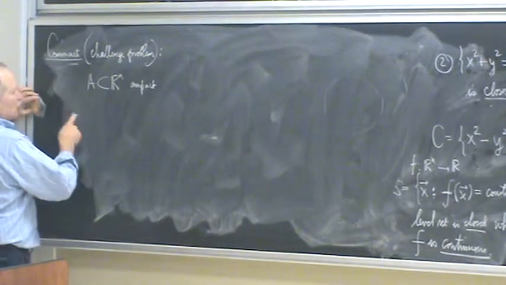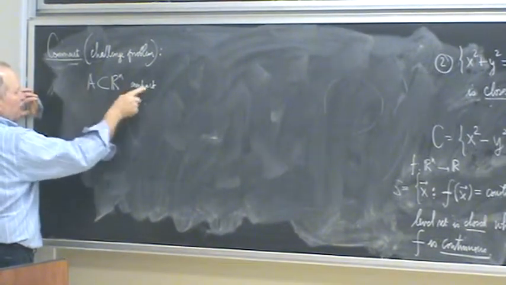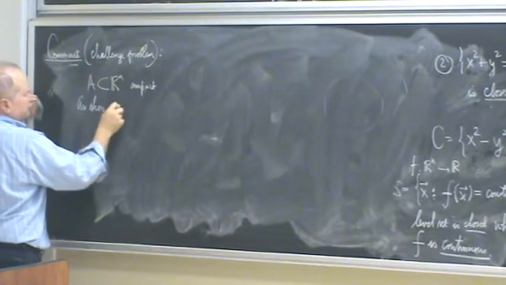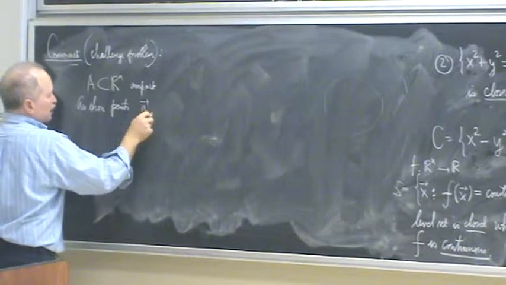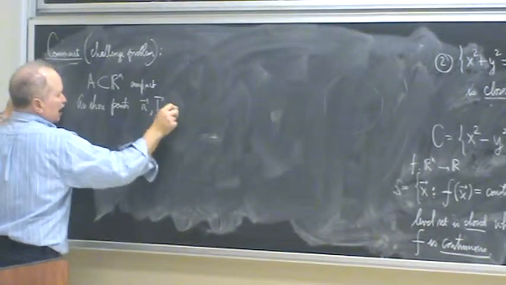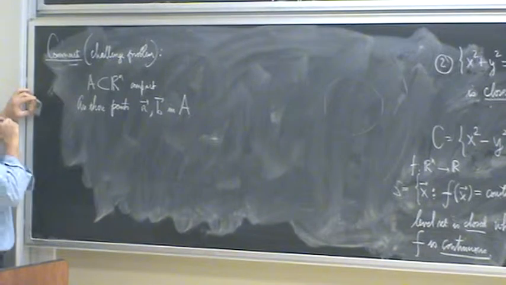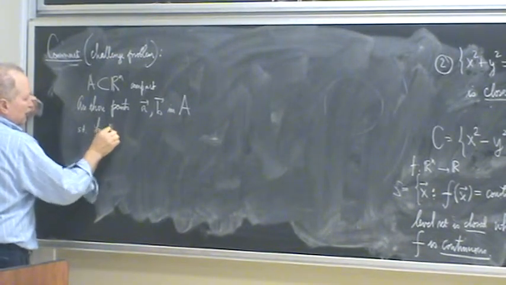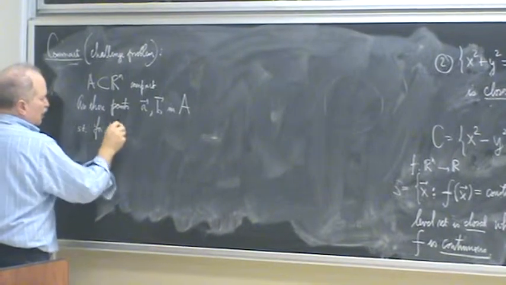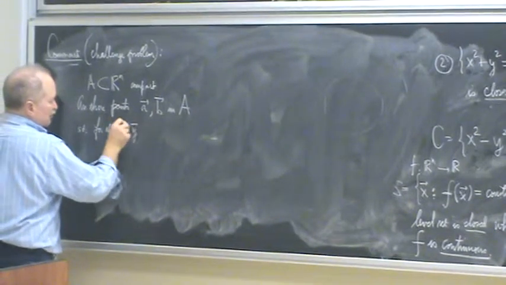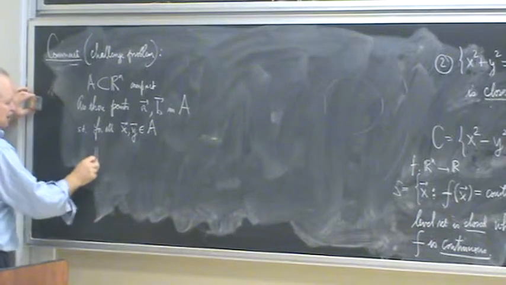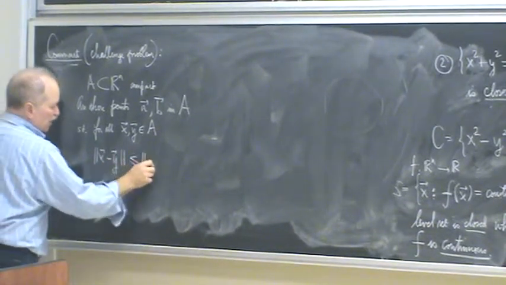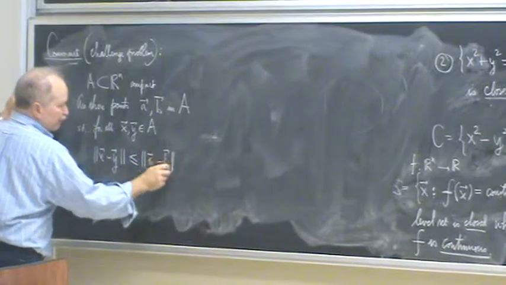But here's the question I want to ask. If you have a compact set, are there points A and B in A so that if I take any two points in the set, the distance between them is at most the distance between A and B? That's weird.